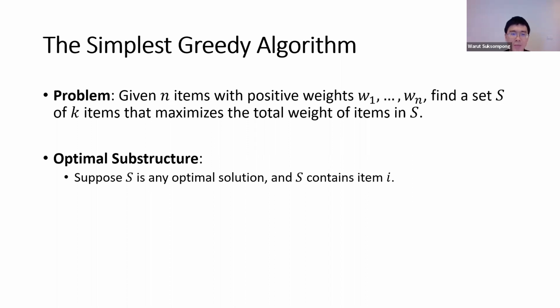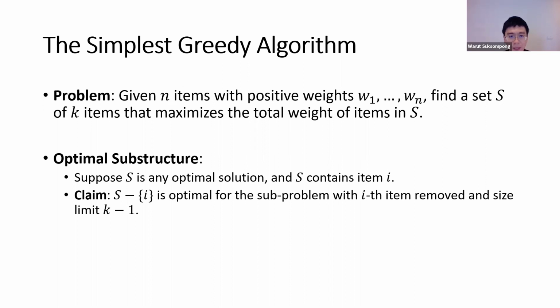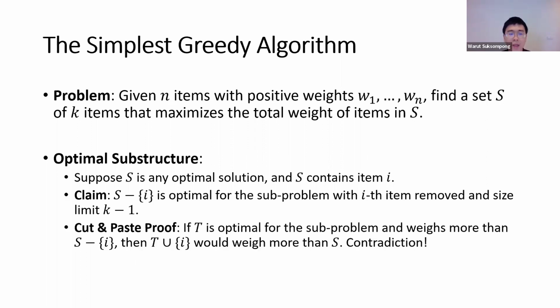The optimal substructure is, suppose you're looking at any optimal solution of this problem, and it contains item i. We claim that if we remove item i from this optimal solution, then S minus i is still optimal for the subproblem with the ith item removed, and the size limit goes down by 1. This is similar to what we just did for the fractional knapsack. It's a cut and paste proof. If T is optimal for the subproblem and it weighs more than S minus i, then using that and putting item i back in would weigh more than S. That would be a contradiction.